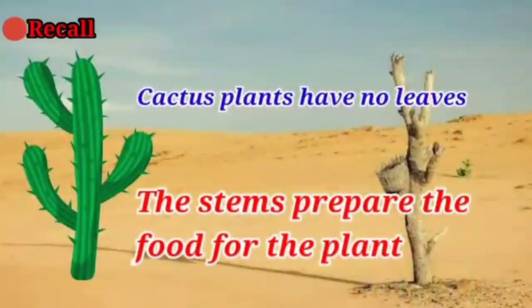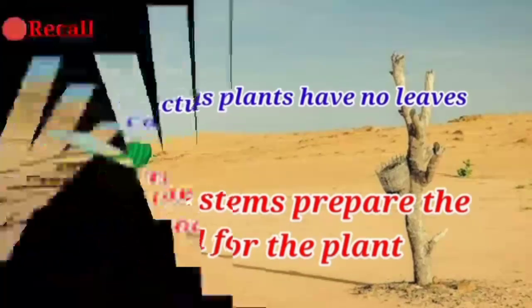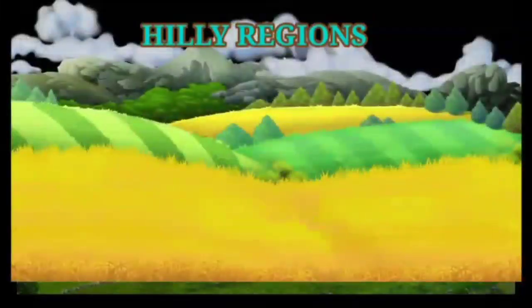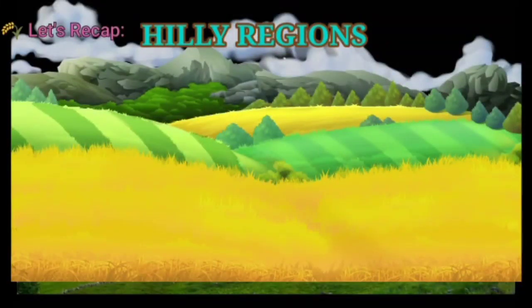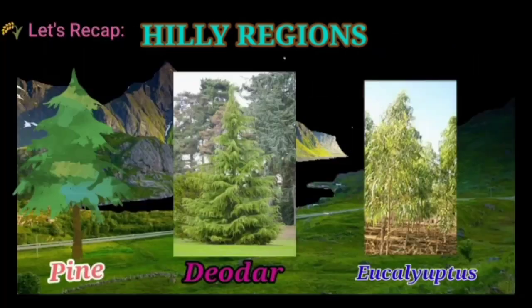These plants have no leaves. The stems prepare the food for the plant. The last one is that these plants have long roots that go deep into the soil in search of water. Next, hilly regions. Plants that grow on hills are conical and evergreen.